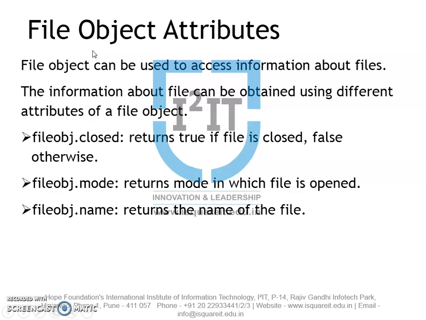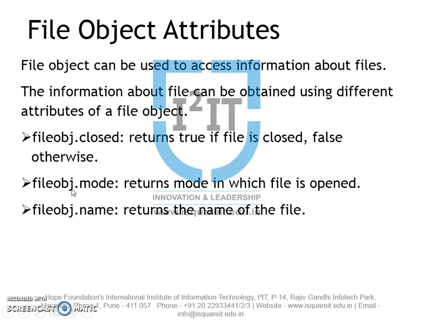The next point is file object attributes. The file object can be used to access the information of a file. Depending upon which information we want to access, different attributes are there. First is fileobj.closed, where fileobj is whatever file object we have created. This returns true if our file is closed, otherwise it returns false.